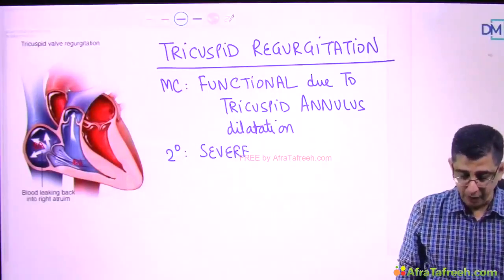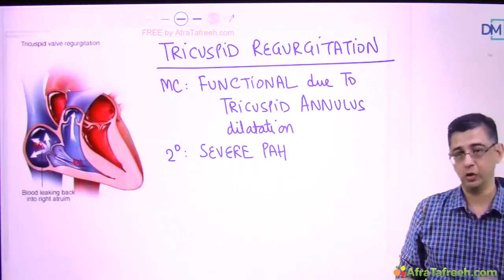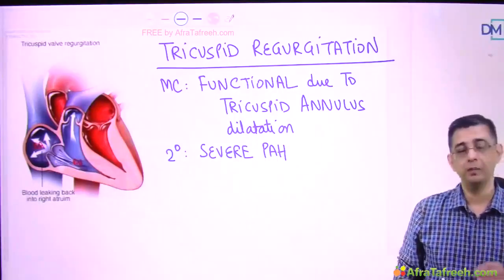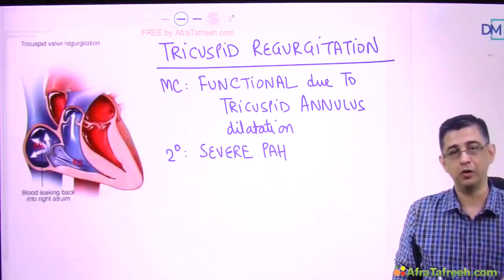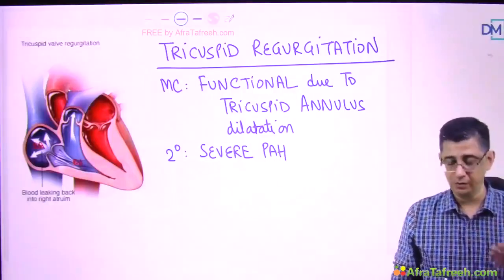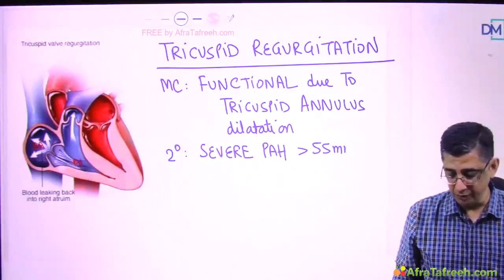Now this happens to be the number one reason, but tricuspid regurgitation could also be secondary to severe pulmonary artery hypertension. I have explained that pulmonary artery hypertension is defined as a pressure more than 25 mm of mercury at rest or more than 30 mm on exertion. Do remember, normal mean pulmonary artery pressure is 15 mm of mercury. Anything more than 25 at rest, or more than 30, double of 15, on exertion is pulmonary artery hypertension. Severe would be defined as pressure more than 55 mm of mercury.